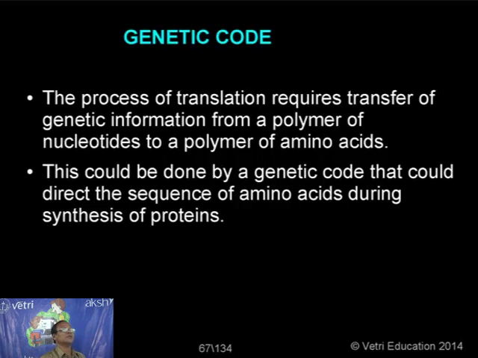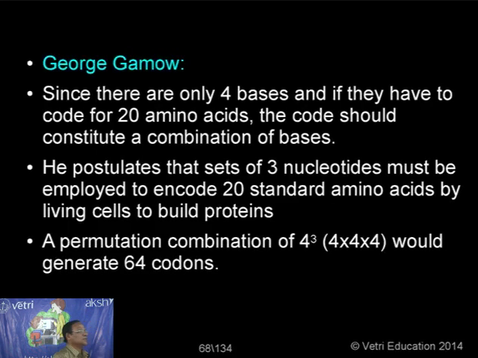That is what we call the central dogma. The DNA undergoes transcription to form mRNA, which undergoes translation to form protein or polypeptide. So the information from the polymer of nucleotides in DNA is transferred to the protein through the genetic code. It directs the sequence of amino acids during the building of protein, or during the process of protein synthesis.